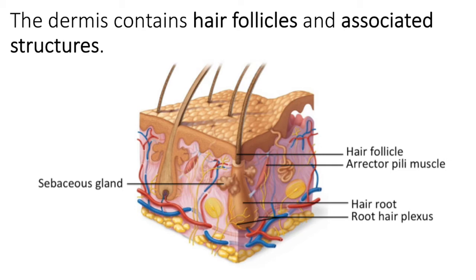As a hair root progresses up through the dermis, it's called a hair follicle. And then that hair follicle protrudes through the epidermis, and the portion we can see is called the hair shaft. Now, two important structures associate with hair follicles. Sebaceous glands are glands that will produce a molecule called sebum. Sebum is an oily, fatty substance that lubricates the hair shaft.